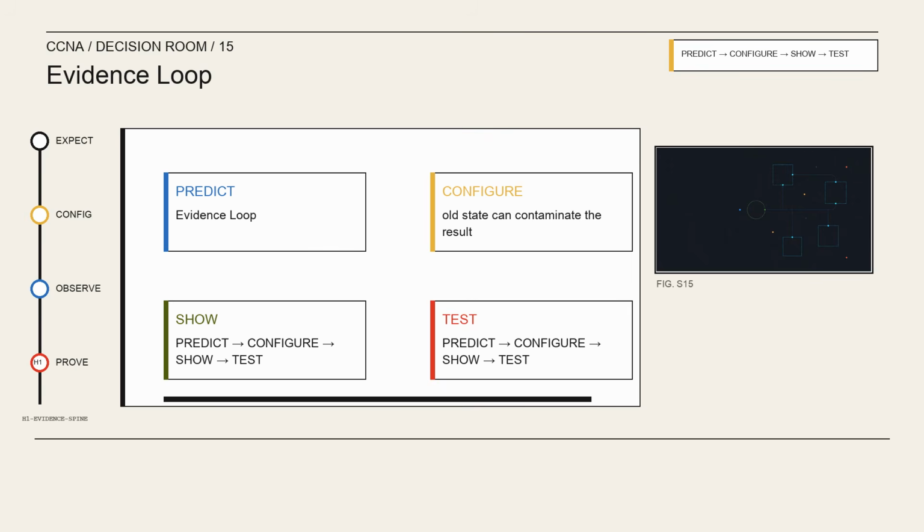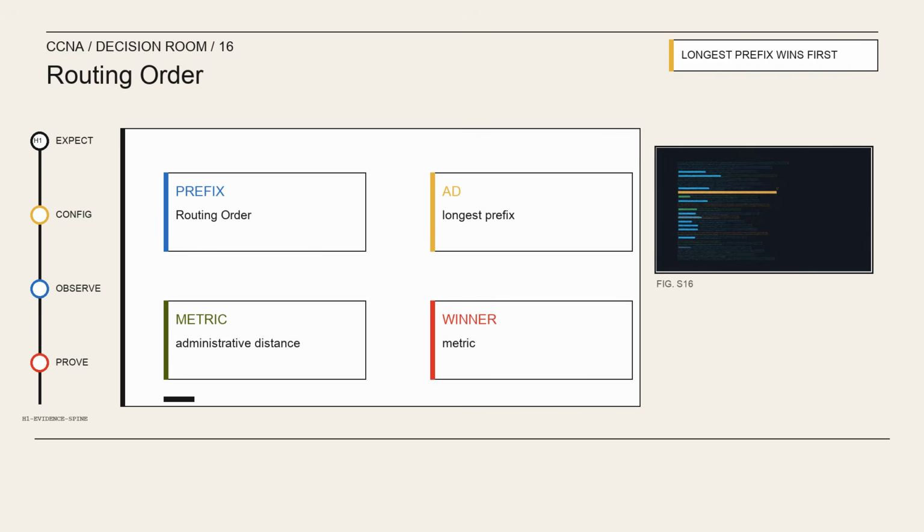Use show running config as one evidence source, then use ping or traceroute when the objective is reachability. The routing trap is applying administrative distance too early. Forwarding starts with longest prefix match.